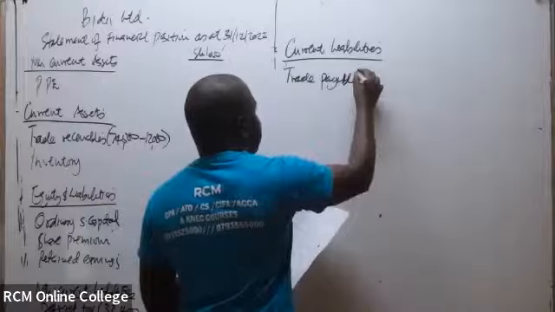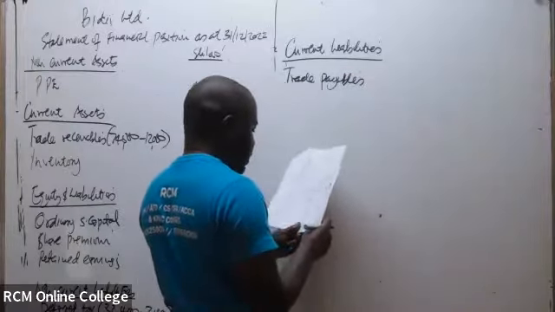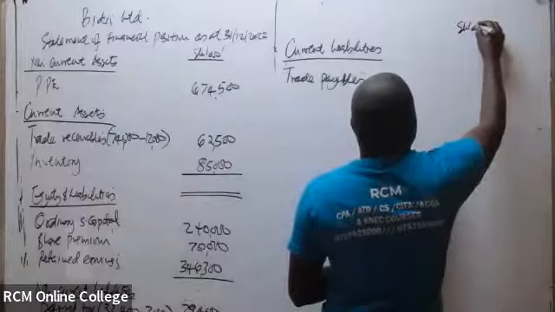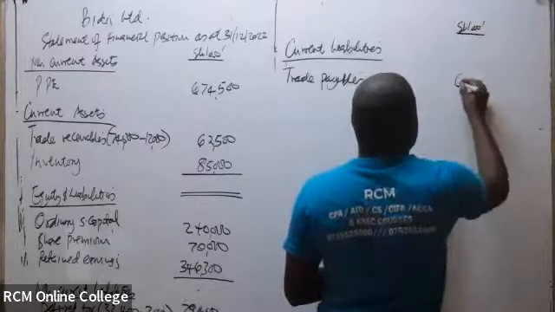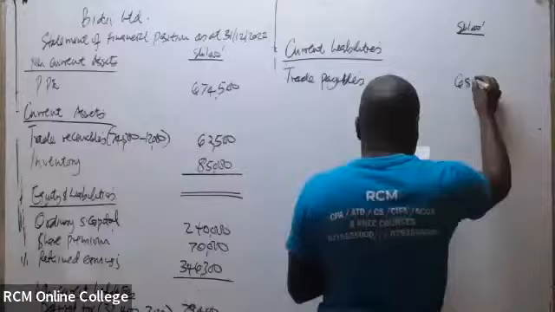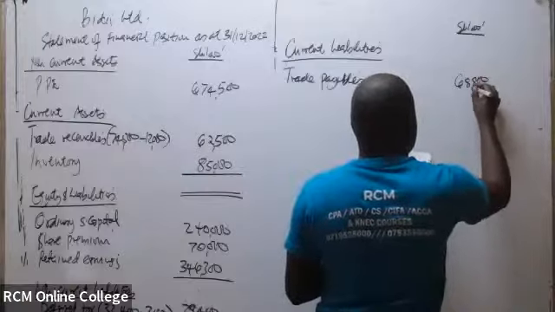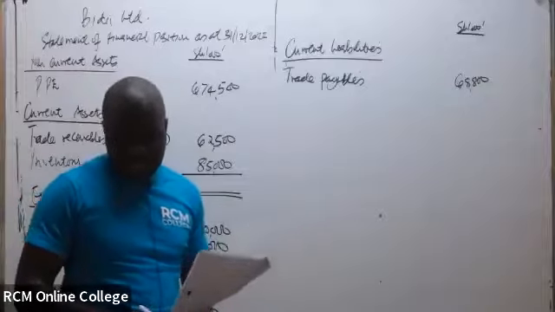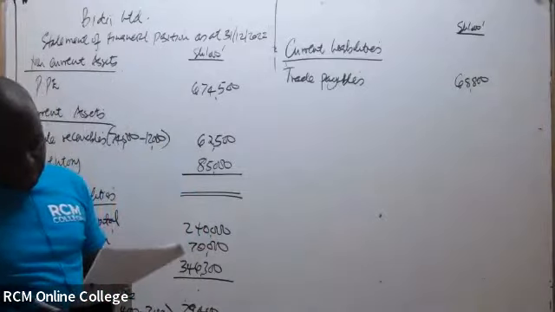These are just free marks you would have gotten because I don't think it has any adjustment. So our shillings are actually in thousands. So it comes to 68,800.